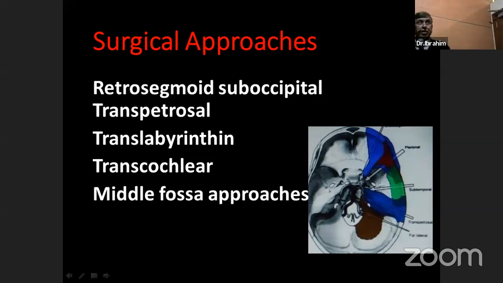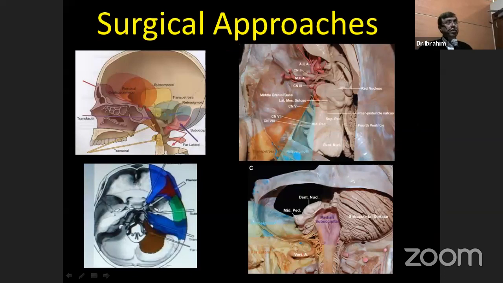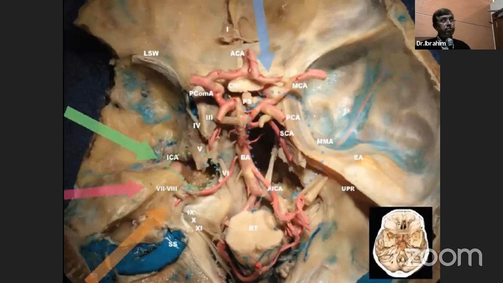How do you reach that difficult area? So many approaches: retrosigmoid, petrosal approaches, translabyrinthine, transcochlear, middle fossa approaches. So these are the many approaches that have been invented. Look at this. You have to imagine how to reach that. You want to reach here. So subtemporal, transpetrosal, retrosigmoid, and so on.